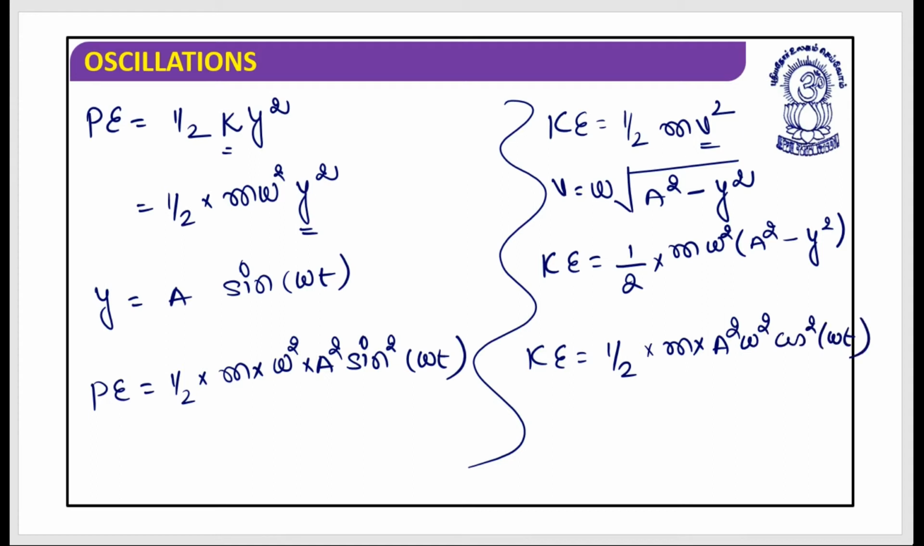So basically what I mean to say is that this is the first relation, this is the second relation. In the same way, this is the 1 dash and this is the 2 dash. If you see these two relations, 1 and 1 dash, they represent the potential energy or kinetic energy based on their displacement. So when a situation arises where you need to find the kinetic energy or potential energy based on displacement, you need to take help from these.